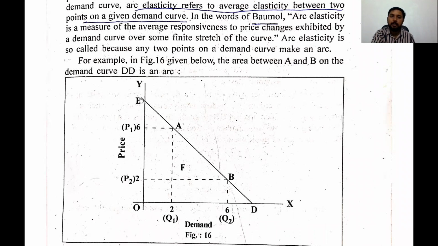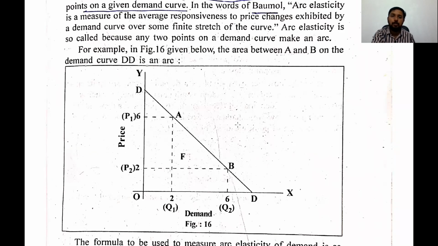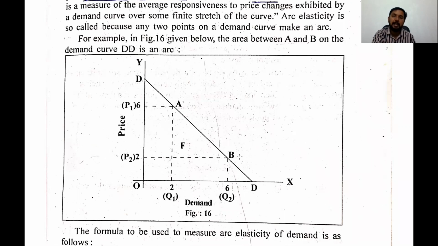So here in this demand curve, we can say there are two points, point A and point B, and they create an arc, and we measure the price elasticity of demand over it. So let's understand it one by one. For example, in figure 16 given below, the area between A and B on the demand curve DD is an arc. So here we are given the demand curve DD, and the area between A and B is a space that is formed like an arc.